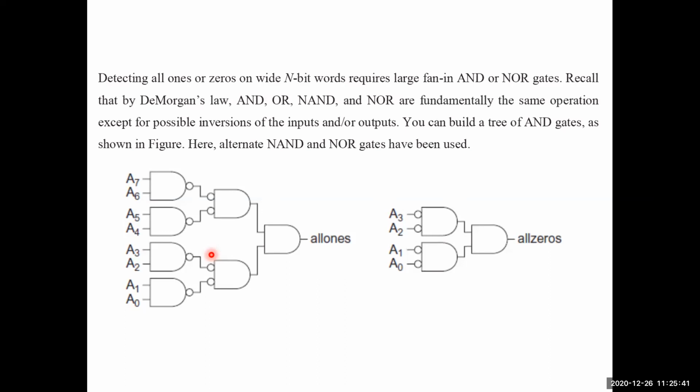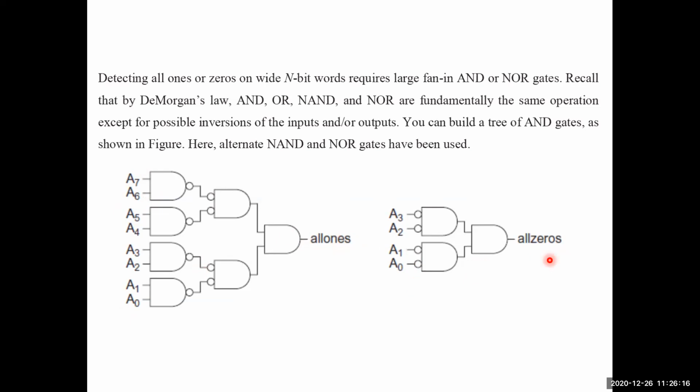So you can build a tree of AND gates as shown over here in order to generate that 1 or 0 bit detector. And here alternate NAND and NOR gates are being used. Alternate NAND gates have been used here. If you want to find all ones, then this is the circuit diagram which can be used here. If it is an n-bit word line, if it's an n-bit number which has been given here, this particular output will tell about all ones, and this is a circuit which will be talking about all zeros.